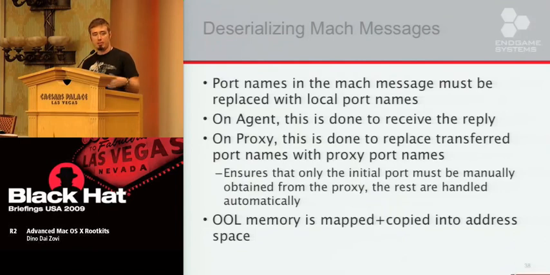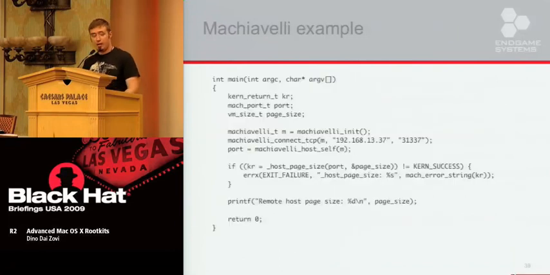If a memory page was attached to the message, you basically have to map it into the address space and copy it in there. Just do your housekeeping. To give you an example of how this works, this is a simple local utility that does an RPC call which gets the page size of the host. You can see those three lines: Machiavelli init, Machiavelli connect, and host self. Those are the only three lines that separate this from a normal utility that does it to the local host.